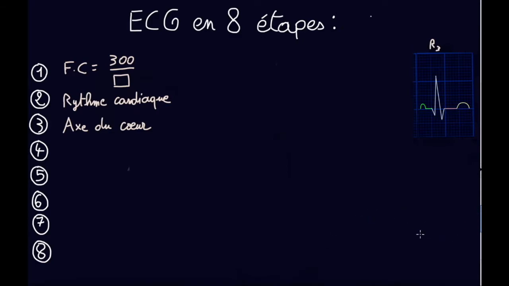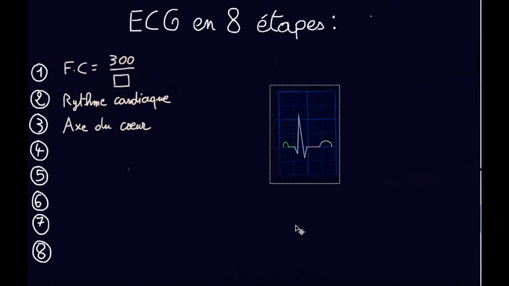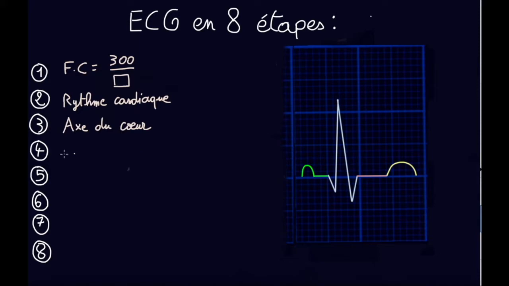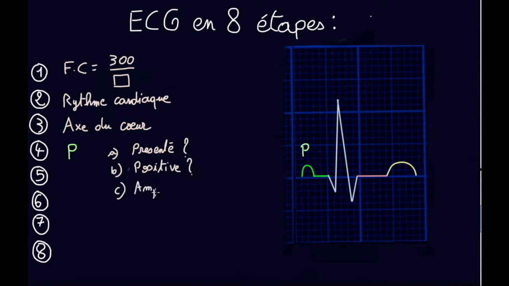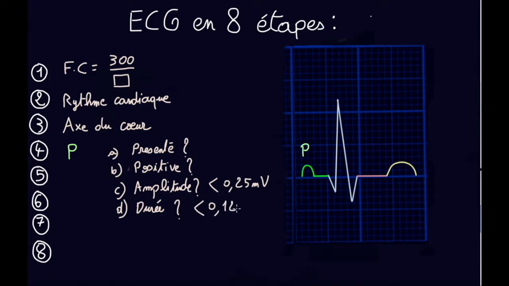Okay, step 4. We will take a normal EKG. First, the P wave. We will see if it is present. Also, the sign of the P wave. Is it positive? The P wave amplitude must be lower than 0.25 millivolts. And last, the duration of the P wave, inferior to 0.12 seconds.